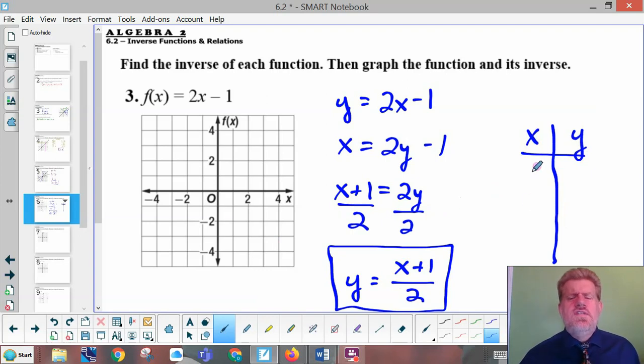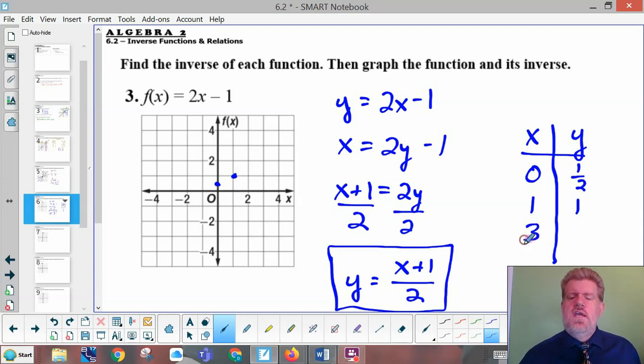Start with an easy one. You know what? 0 in this case, would it be an easy one? Because 0 plus 1 is 1, and 1 divided by 2 is 1/2. Now, could you graph 0, 1/2? Sure you could, but me personally, I like to stay right on the grid. So I'm going to pick an odd number like 1. 1 plus 1 is 2. 2 divided by 2 is 1. Interesting, the point 1, 1. I wonder if its inverse will have the same point.